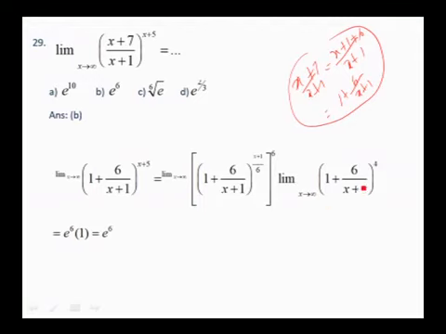Understand what has happened here: as x tends to infinity, it is 1 plus 6 by infinity, that is 0. So (1 plus 0) whole to the power of 4. It is not 1 to the power of infinity. (1 plus 0) whole to the power of 4 is nothing but 1. So this gives a constant 1. But this becomes e to the power of 6, because (1 plus 6 over x plus 1) whole to the power of (x plus 1 by 6) to the power of 6, that means this will be e to the power of 6.